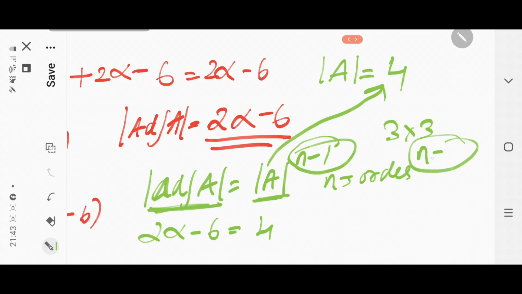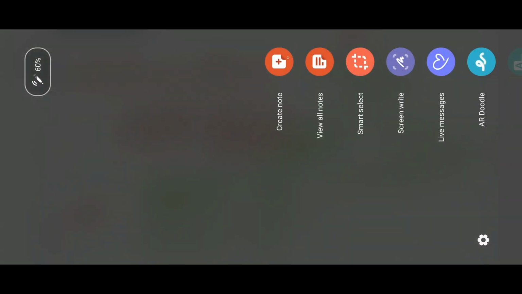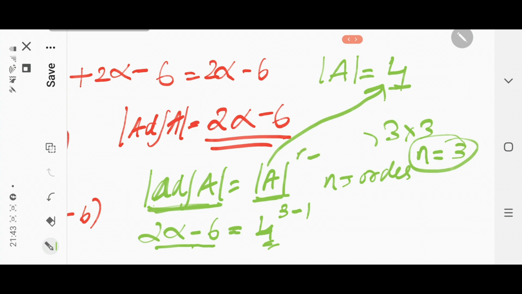N is equal to 3. Therefore, 4 raised to 3 minus 1. You got it? Determinant of adjoint is equal to determinant A raised to n minus 1. That means 2 alpha minus 6, the value of the determinant of adjoint, is equal to determinant A, whose value is 4 here, raised to n minus 1, where n is the order.